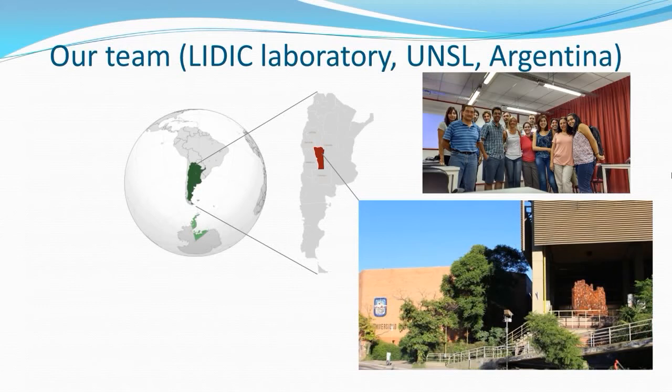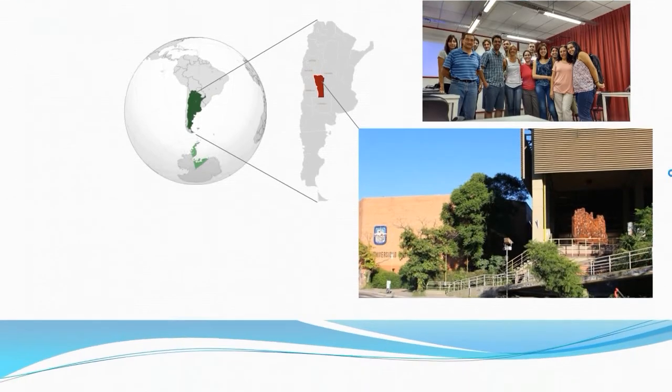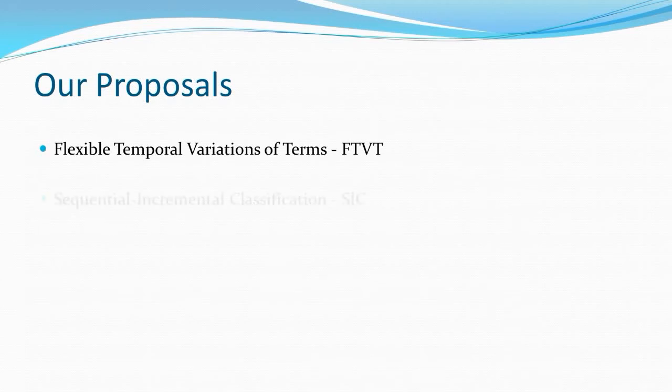Now that we have introduced ourselves, let's begin describing our work on the last eRisk competition. As mentioned earlier, our proposal to address both tasks this year was based on two completely different approaches: flexible temporal variation of terms, which is basically an improvement of the TVT method presented last year, and sequential incremental classification, a novel and simple approach for early risk detection tasks.